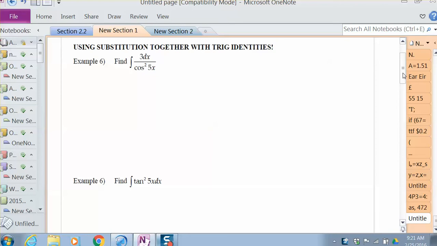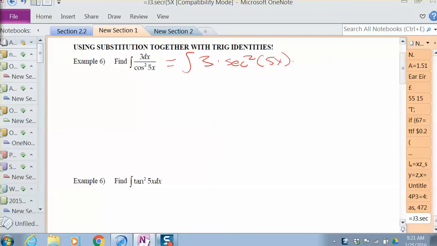Okay, so for example 6, we have the integral of 3 dx over cosine squared 5x. We could probably write it like that. So you're going to want to rewrite the indefinite integral first. You see why I did that? Remember, it's 1 over cosine squared, which we know is secant squared.